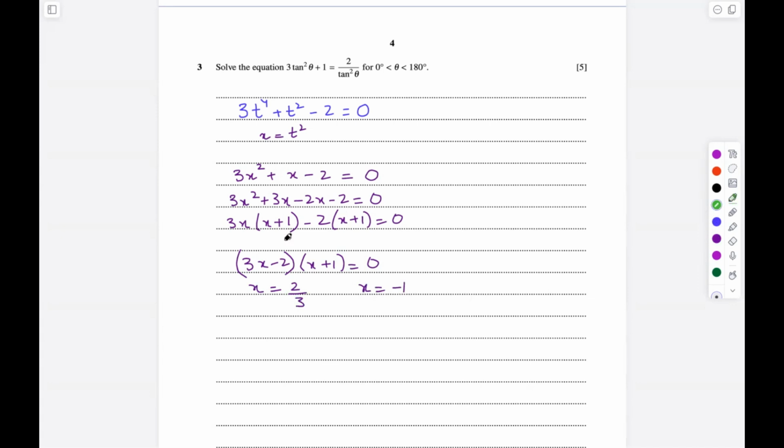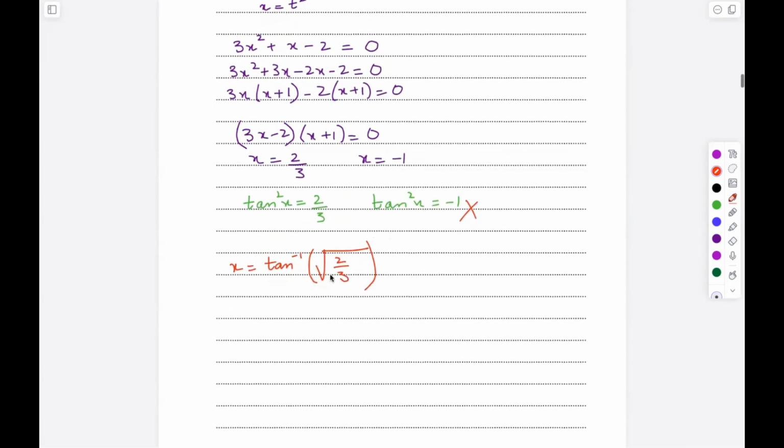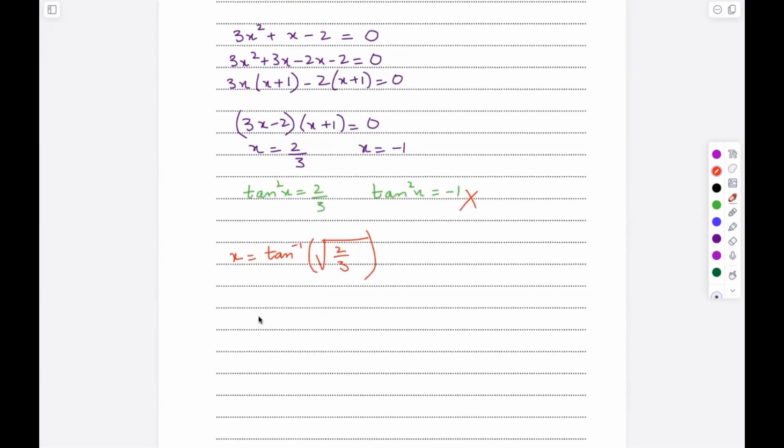Now the substitution we used was x equals tan squared theta. So tan squared theta equals 2 upon 3, and tan squared theta equals minus 1. As the square root of a negative number is not possible, we can ignore this value. Now finding tan theta, theta will be tan inverse of the square root of 2 upon 3, as it was tan squared. The square root of 2 upon 3 is 0.816, and tan inverse of this answer will be 39.23.